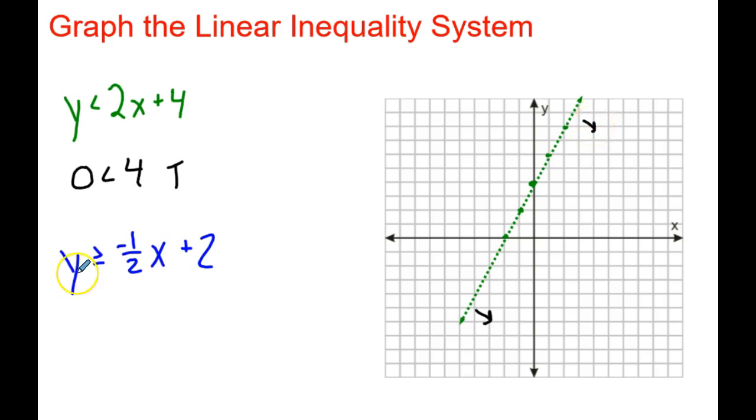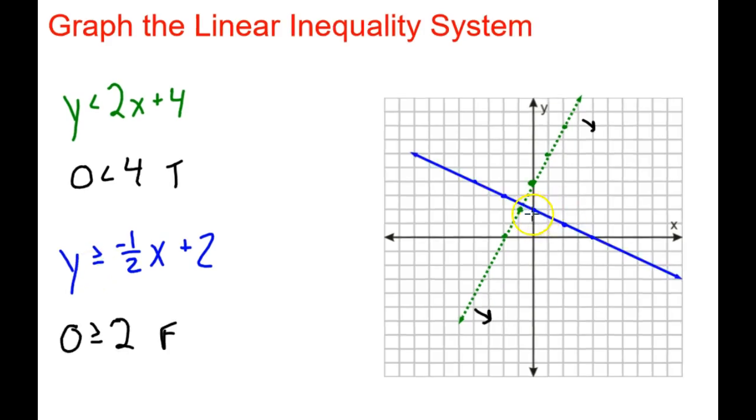Now we're going to move on to y is greater than or equal to negative 1/2 x plus 2. I'm going to plot some points. My line this time is going to be solid because in my inequality symbol there's an equal to sign. So first I plotted my y-intercept, which was 2. Used my slope, which is down 1 over 2, to plot some other points. Constructed a solid line through those points.